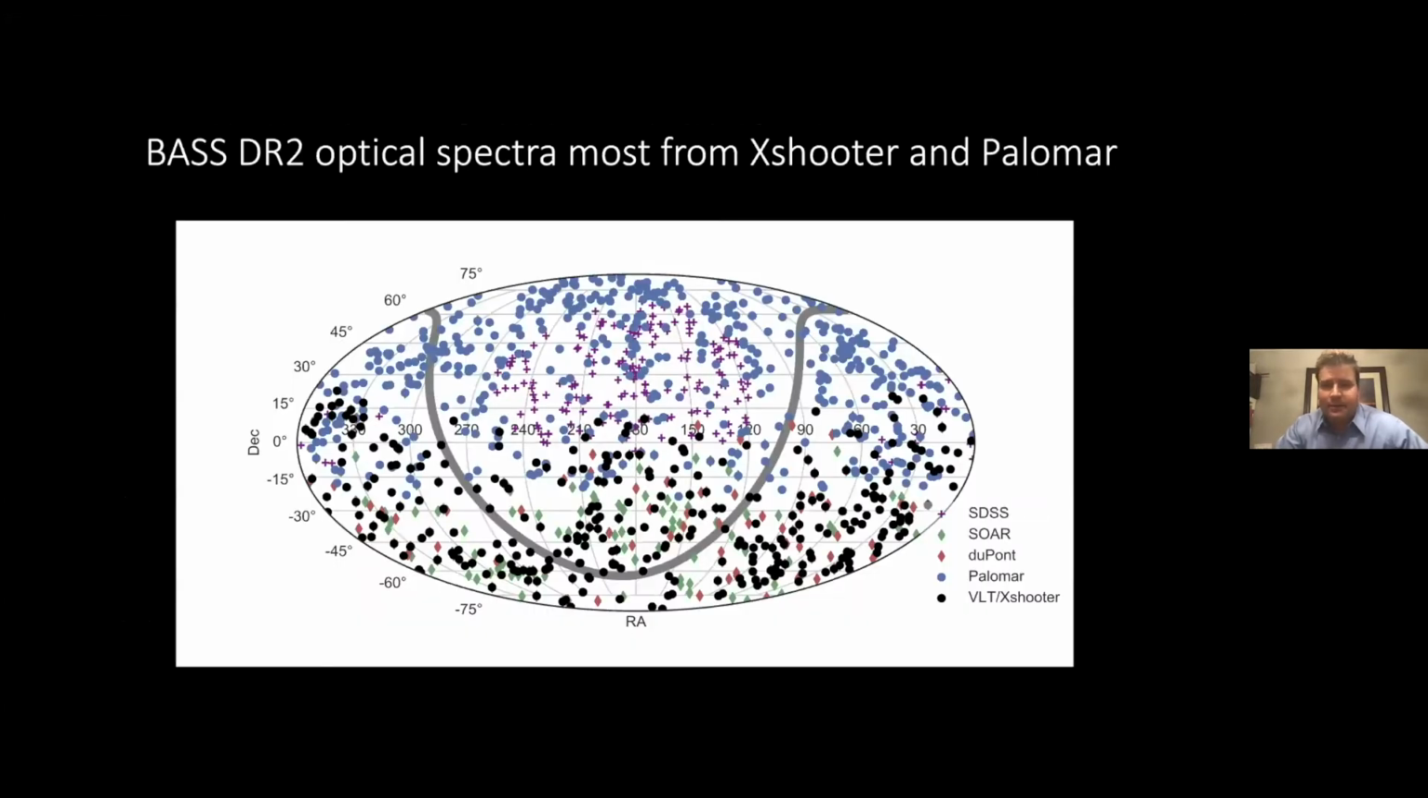This next plot is showing where our spectra for the second data release are coming from. In the south, this is mainly from VLT X-shooter, which is great, so we can get high spectral resolutions from the optical to the near infrared. In the north, it's mainly from Palomar. So we're getting 3,200 angstroms to 10,000 angstroms. We got a really wide spectral coverage.